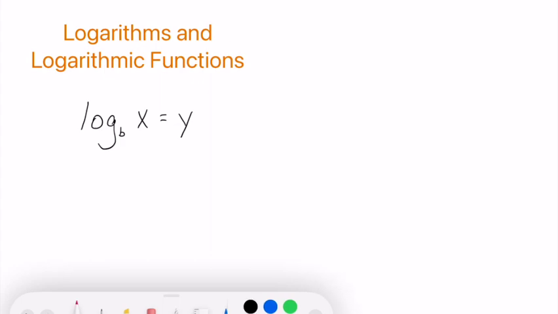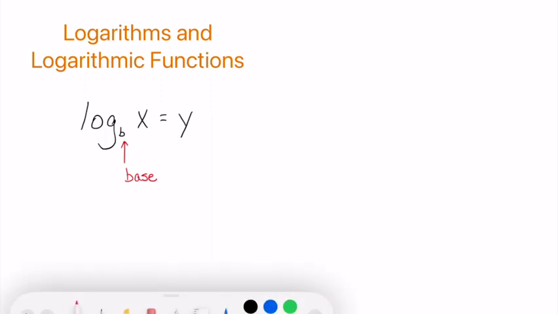So in a logarithmic function, this letter right here, this lowercase b that we put right here, is called the base of a function. And so whenever you read a logarithm, if I wanted to read this equation out loud, what I would actually say is log base b of x equals y. Okay, great. So what do the x and the y mean? What do we call these pieces?